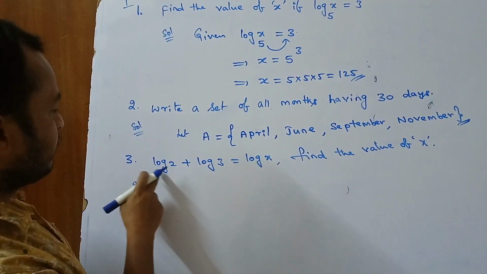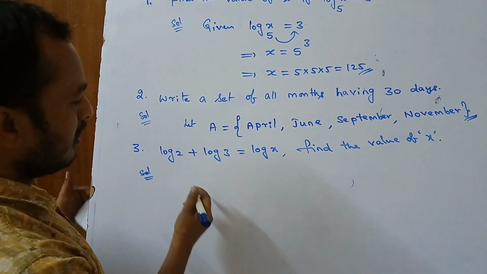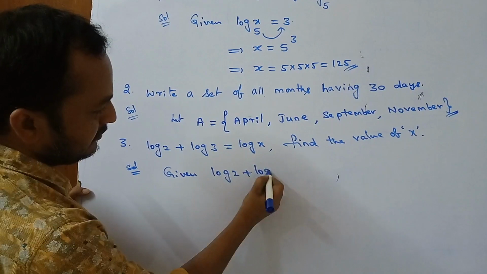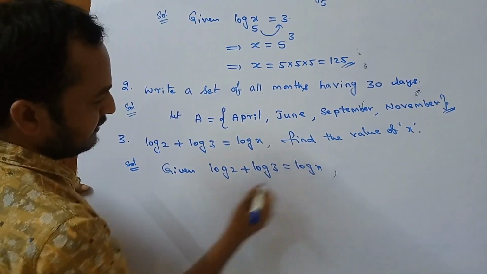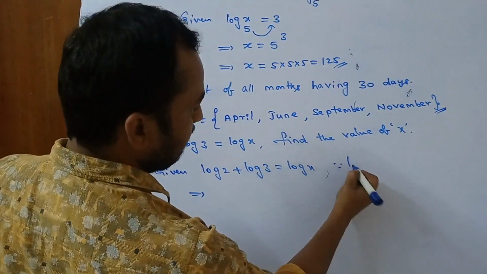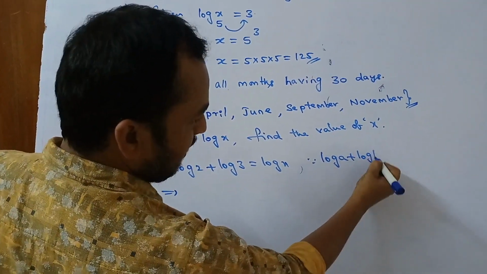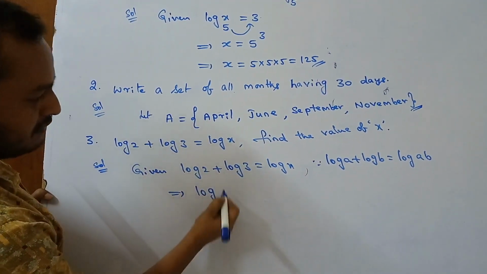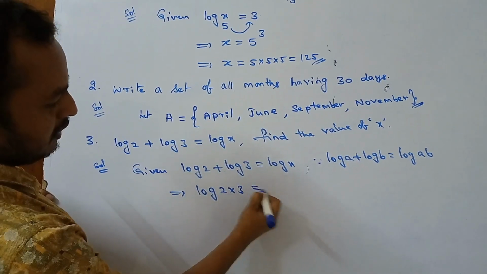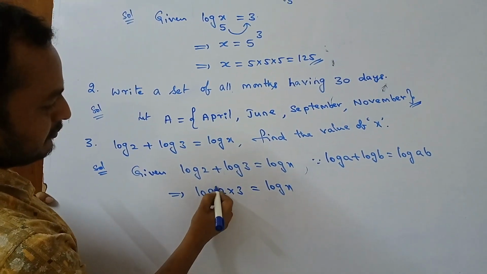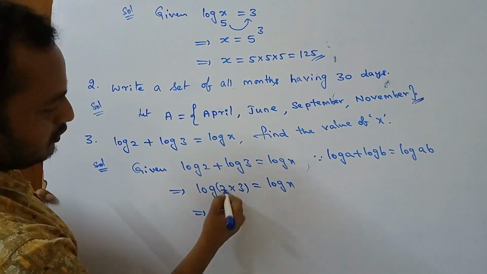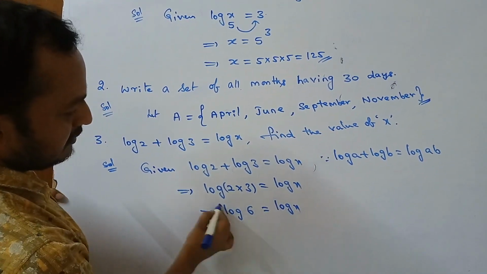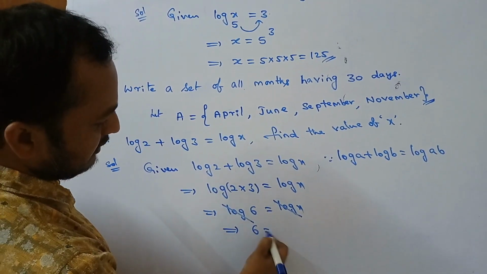Third question: log 2 plus log 3 equals log x. Find the value of x. Given log 2 plus log 3 equals log x. Now, we have a formula: log a plus log b equals log of ab. So log of 2 into 3 equals log x. 2 times 3 is 6, so log 6 equals log x. The log cancels, so 6 equals x.